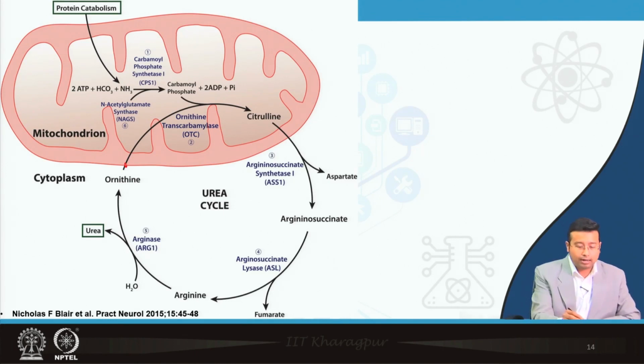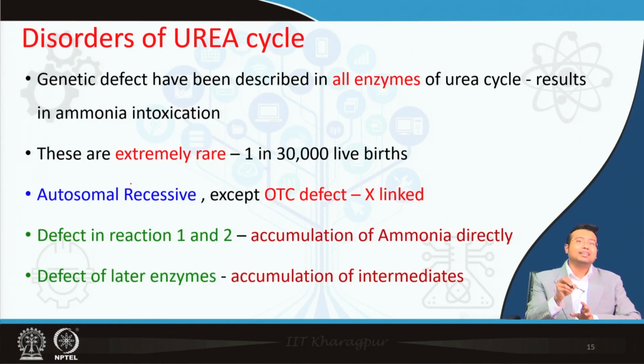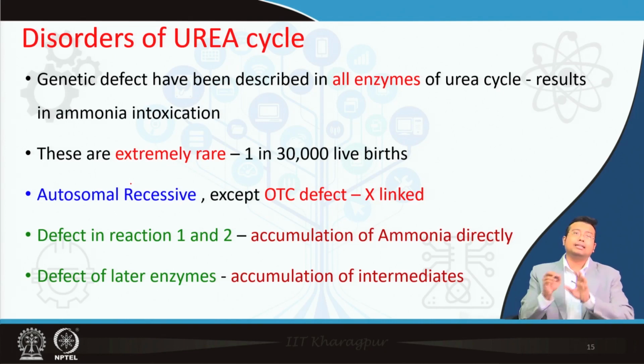The enzymes are carbamyl phosphate synthetase 1, ornithine transcarbamylase, arginosuccinate synthetase, arginosuccinate lyase and arginase, and the ornithine transporter is ORN1, okay. These are the names of the genes that are coding for these enzymes, and everything is very important. Considering the enzymes of the urea cycle, each enzyme can be deficient individually, and there have been individual cases that have been studied and well documented where each and every enzyme can be deficient.